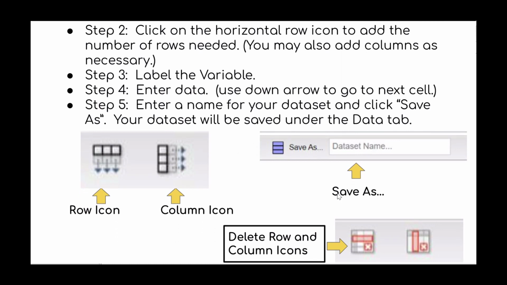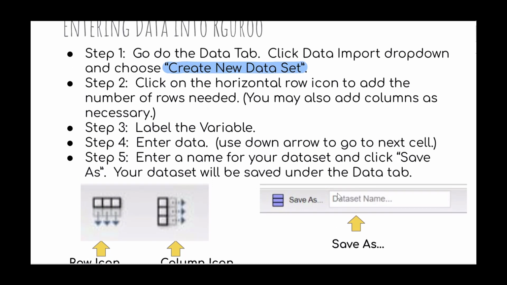All right, now if you start adding rows or columns and you realize you've added too many, you can delete by clicking these icons. These are also at the top. So if you click this one, it deletes a row, and this one deletes a column. All right, so that's very helpful. So those are the steps in Rguroo that we would use to create a data set.